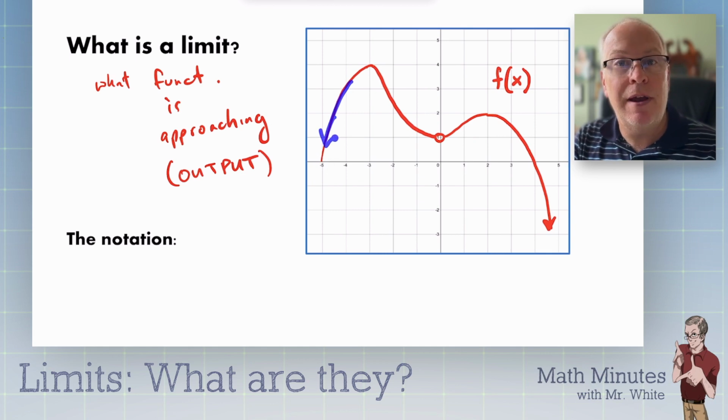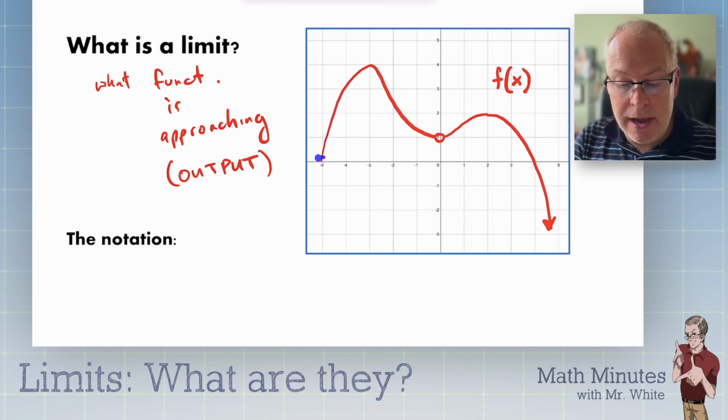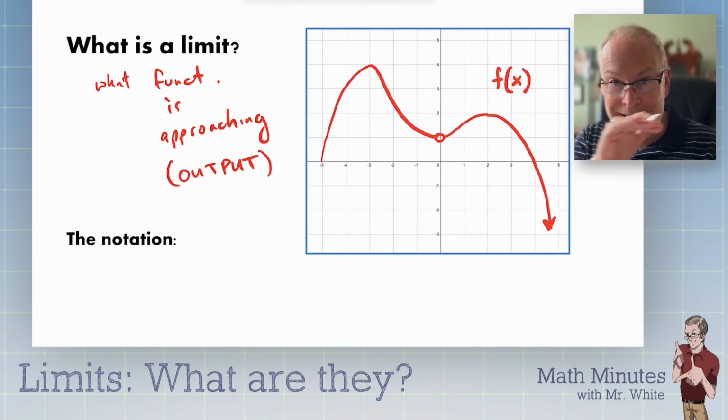Now, coming from this direction, as we approach x equals -5, what is our output approaching? Looks like we're heading for the ground, aren't we? We're heading for y equals 0. So the limit at x equals -5, we would say, is 0.